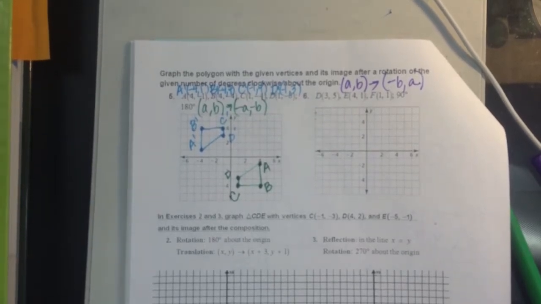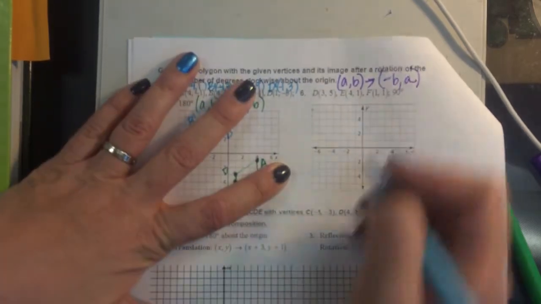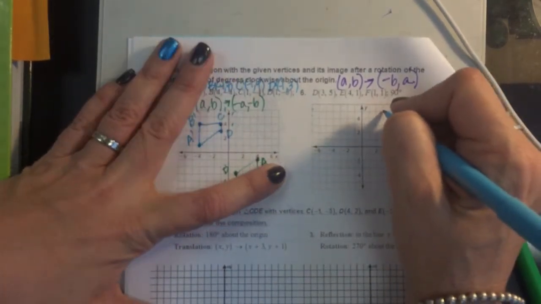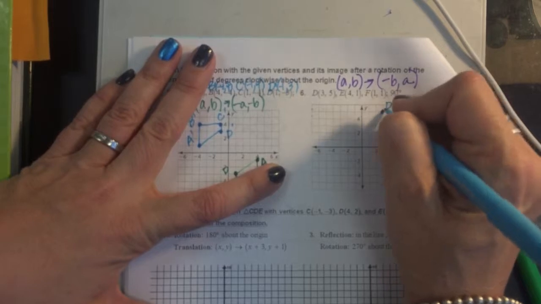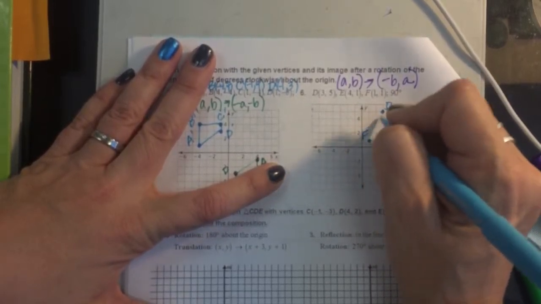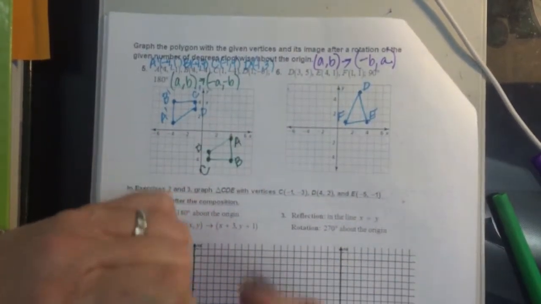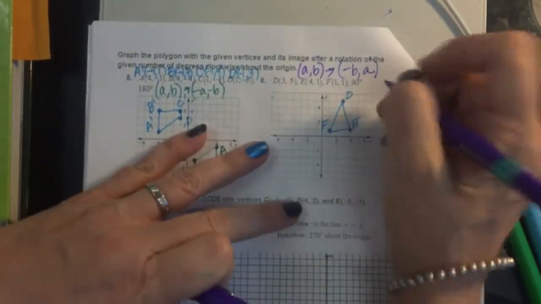Moving on. Plot your DEF. DEF needs to be on there. D 3, 5. E 4, 1. F 1, 1. Done. Let me go and get my primes.